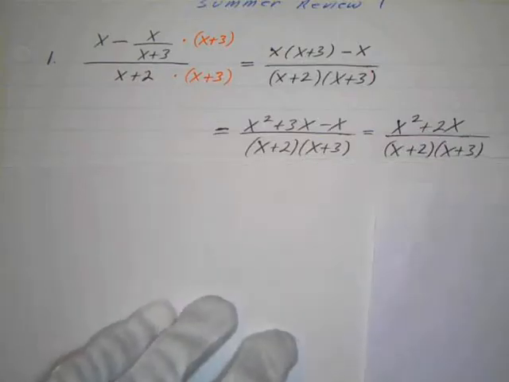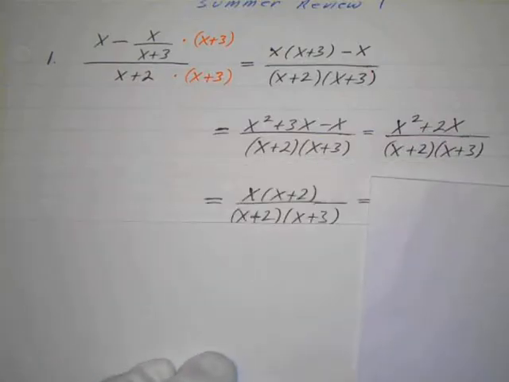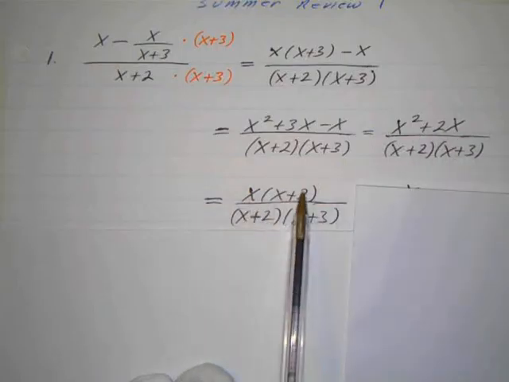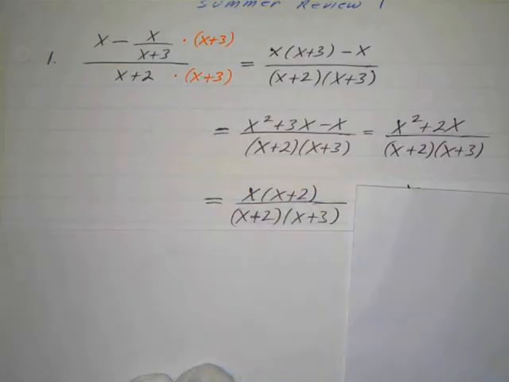You could factor out the x if you wanted to. Oh, that wasn't your final answer, because you could factor out the x, and if you did, you had x times x plus 2 over x plus 2 times x plus 3, so you have a common factor here of x plus 2, so you can cancel those out. So now you have x over x plus 3, so that's your final answer.